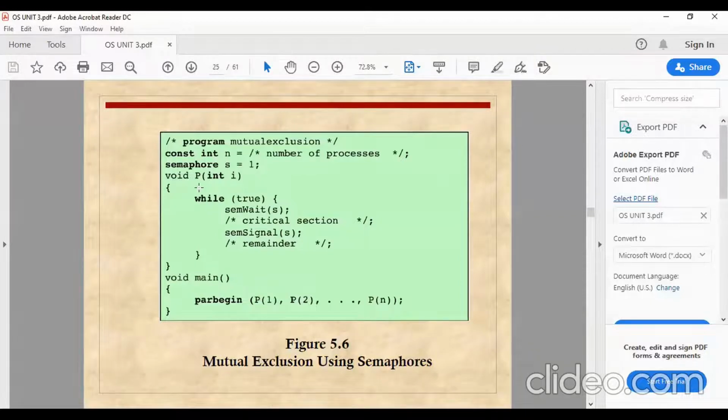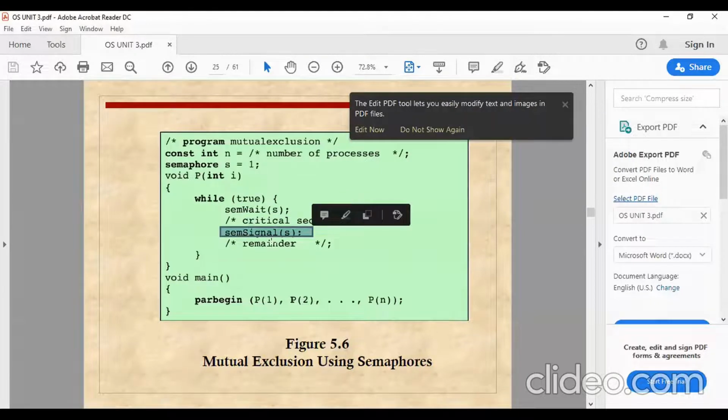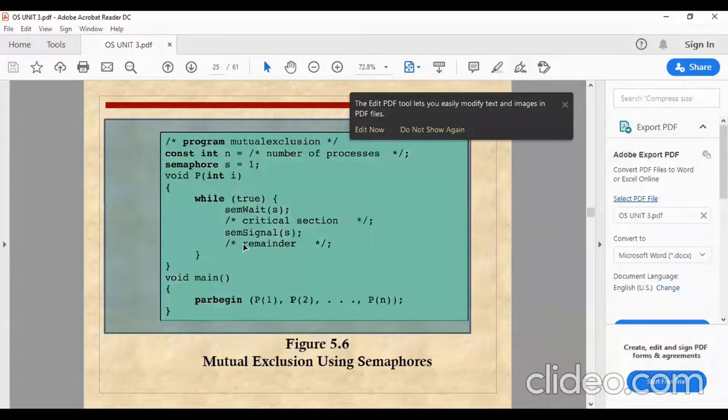Now the process, integer i. While the condition is true, here is semaphore wait. Now in the critical section, it will execute. The resource has been allocated, it will execute. Then semaphore signal. Your execution is done, so it will set semaphore signal. Now the second process and the remaining code will execute.